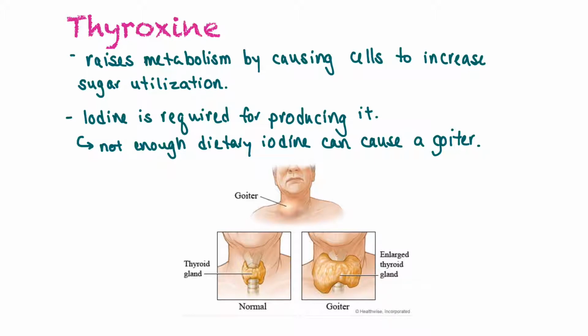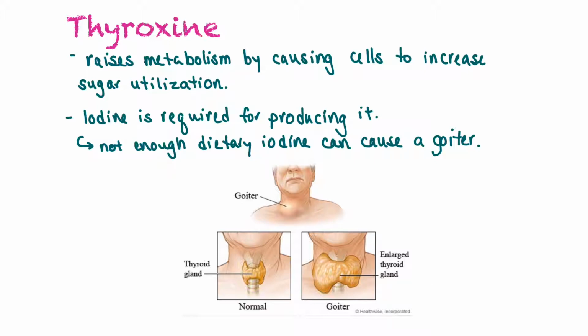Iodine is required for producing this hormone, so if there's not enough dietary iodine, you can develop what is known as a goiter, which is an overgrowth of the thyroid gland. This is actually a mild goiter. Sometimes goiters can be very, very large and be protruding from your neck, and you would have a huge bulbous growth from your neck.